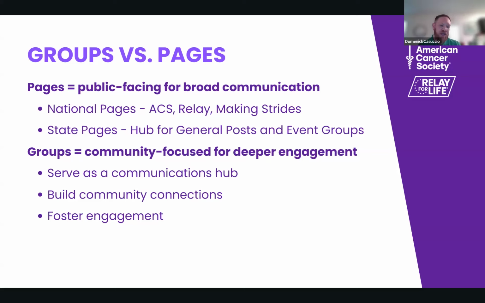And not that we're not doing pages, but those pages are reserved for our national pages. So we have one for the American Cancer Society, Relay for Life, Making Strides. We also have state pages, so one for Virginia, North Carolina, South Carolina, etc. Every state has a state page, and those really serve as a hub for our general posts, and they also house all of our event groups. So anybody within a state can go to their state page and look at the event groups and find the group that matches their community and ask to join that group.